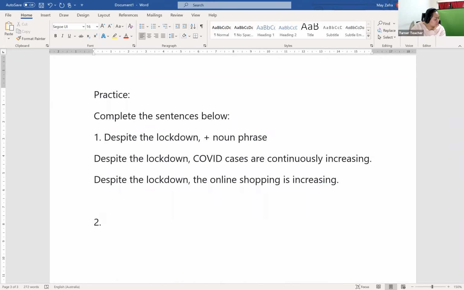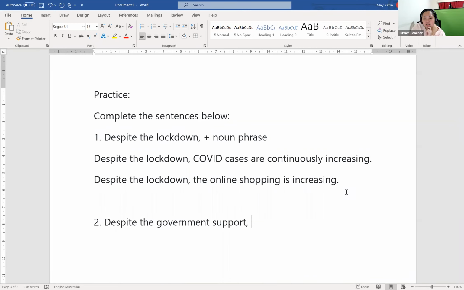Question 2, for those of you who are finished: despite the government support, fix this problem. Despite the lockdown, the real estate purchases are booming. Purchases is plural, Bhavik. Fix the grammar. Oh yeah.